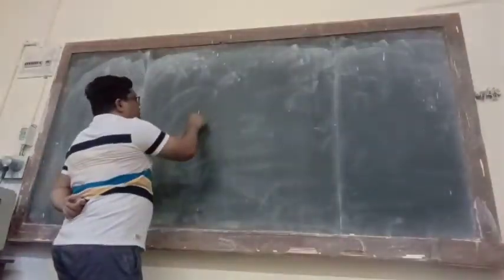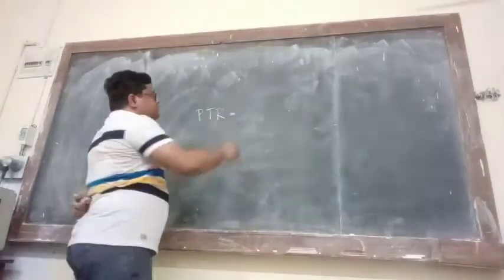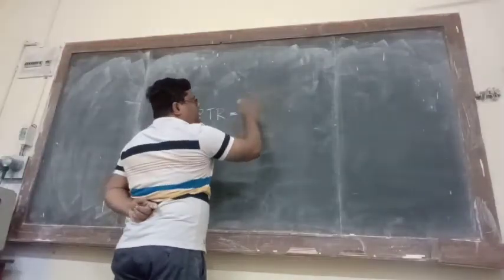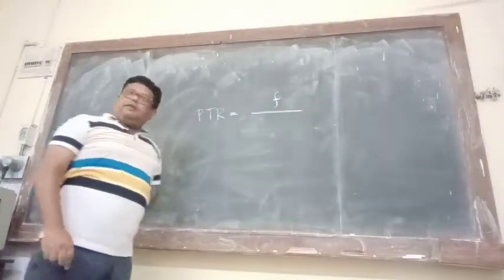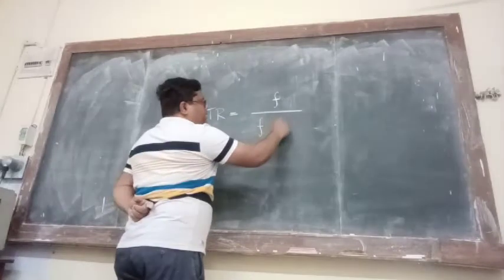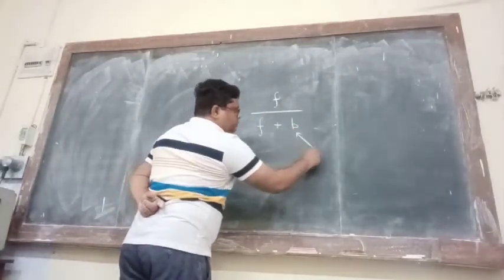Now you see this peak to total ratio. Remember what I said, this is equal to the total number of full energy peak counts, let it be F, divided by the total number of full energy peak counts plus the total number of background counts, let it be B.